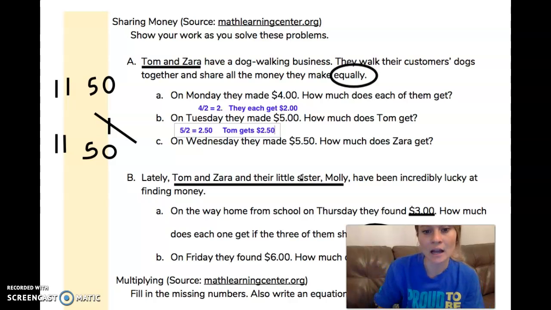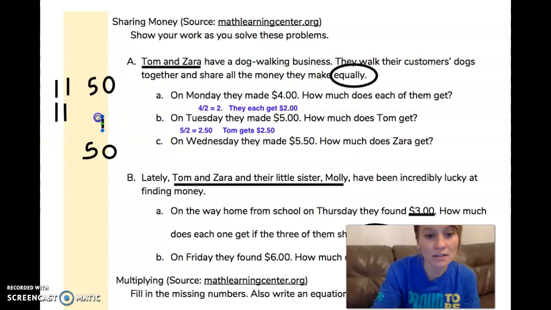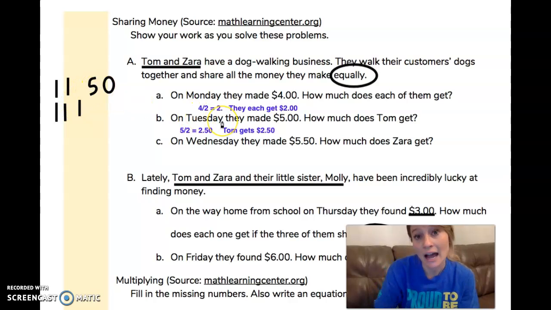Let's try C. On Wednesday, they made $5.50. Oh, wow. So on Wednesday, they made $5.50. So here's $4. Here's 1, 2, 3, 4, 5, 50. I'm going to delete this 50 just for show. So here's $5.50. How much does Zara get?